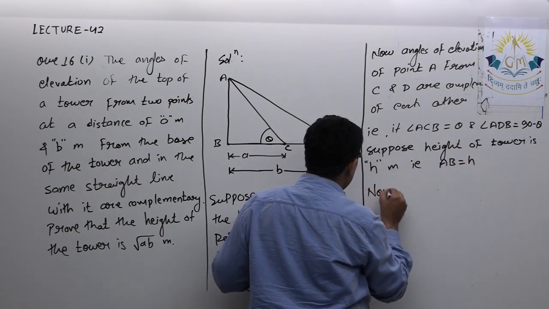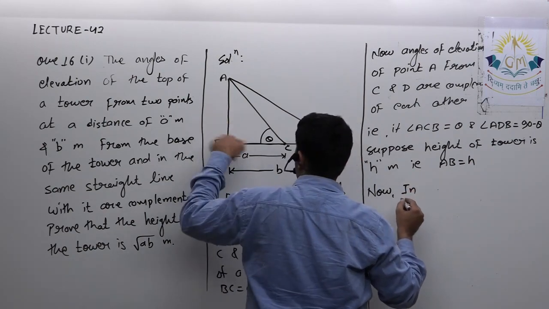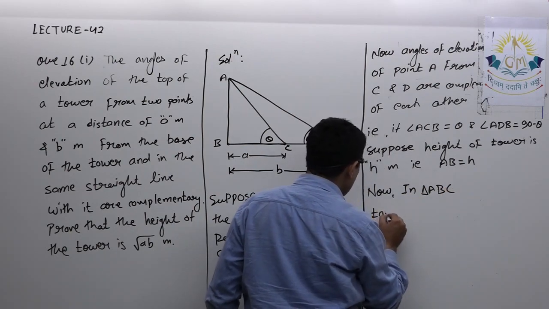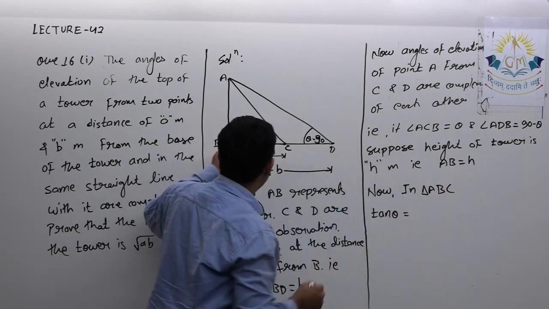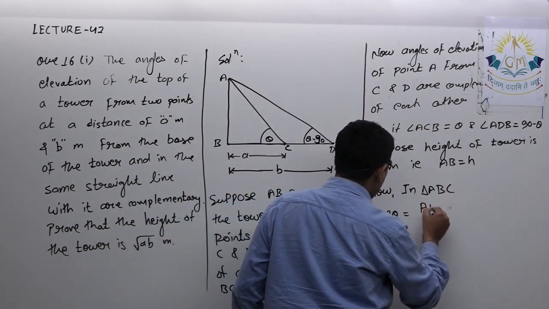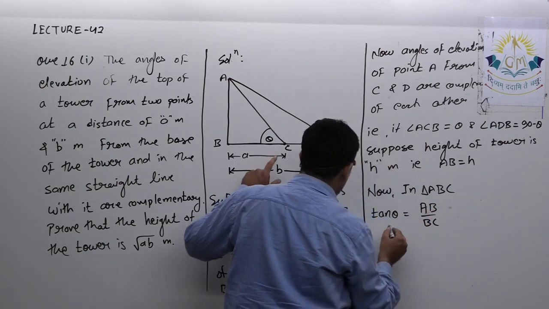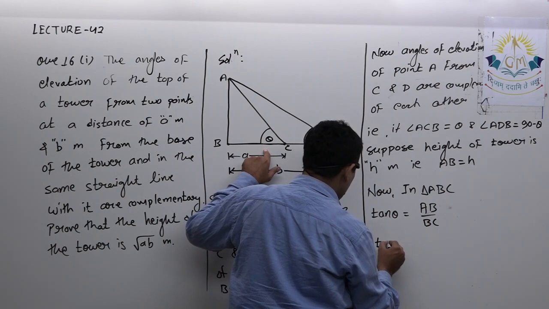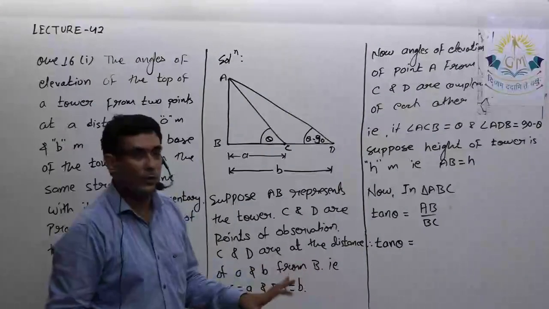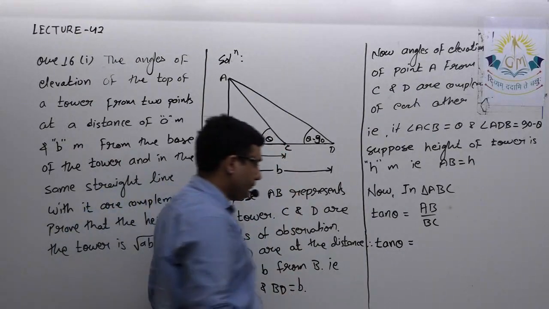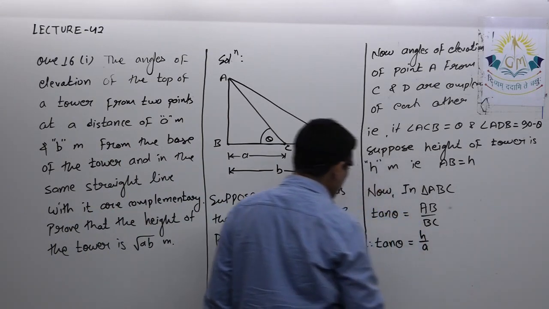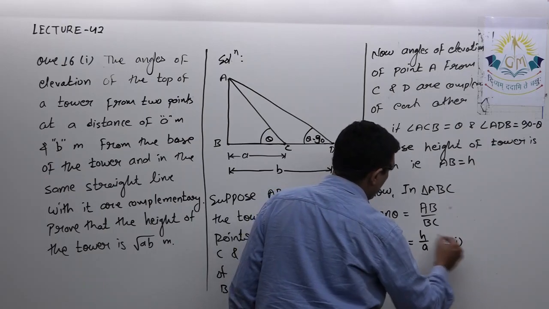So now in triangle ABC, tan theta is equal to perpendicular upon base, that is AB upon BC. Now tan theta remains as it is because we do not have the value of theta. It is not given that it is 30 degree or 60 degree or 45 or whatever. Simply, they are complementary. So tan theta is equal to, now AB is h, BC is a, h upon a. Let it be equation number 1.